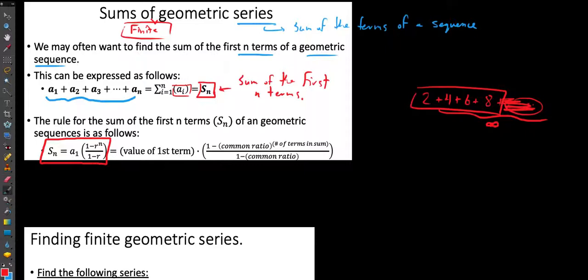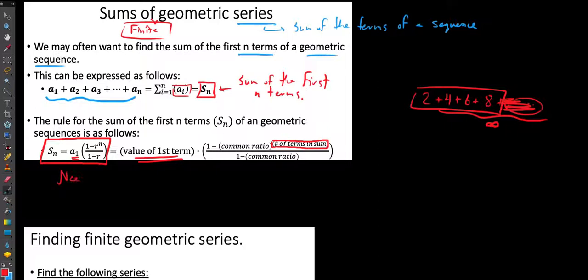I'm going to give this one to you and do less of a formal explanation of why it works the way it does. So the rule for the sum of the first n terms, or S sub n, of a geometric sequence is as follows. The sum of the first n terms is A1, the value of our first term, times the quantity 1 minus r to the n over 1 minus r, where r is our common ratio. So we have 1 minus our common ratio on top and bottom. It's just that on top we also have an exponent n on our common ratio, where n is the number of terms in our sum.